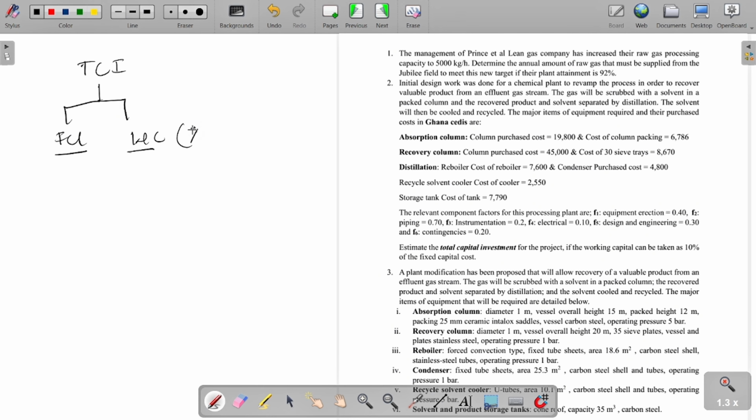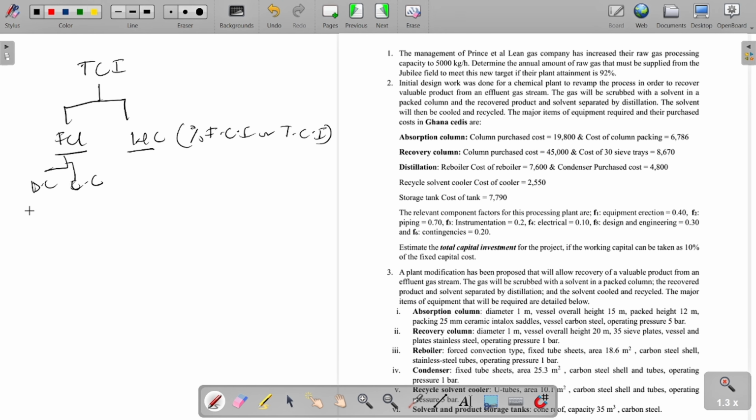The working capital is a percentage of the fixed capital investment, or sometimes it's a percentage of the total capital investment. So it depends on which one the question is talking about. Please, you have to be very, very observant. And the fixed capital investment also has the direct cost and the indirect cost, and they all have some factors that they depend on.